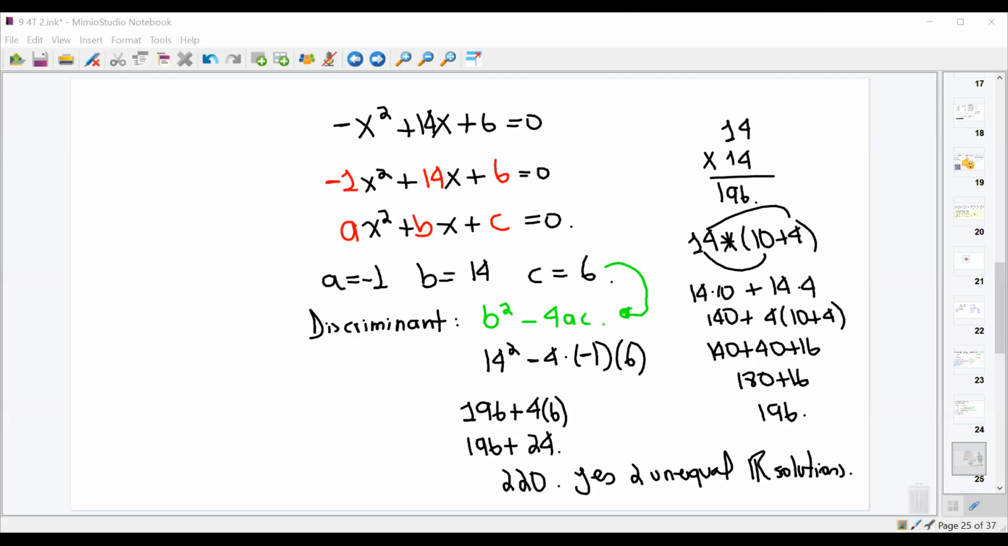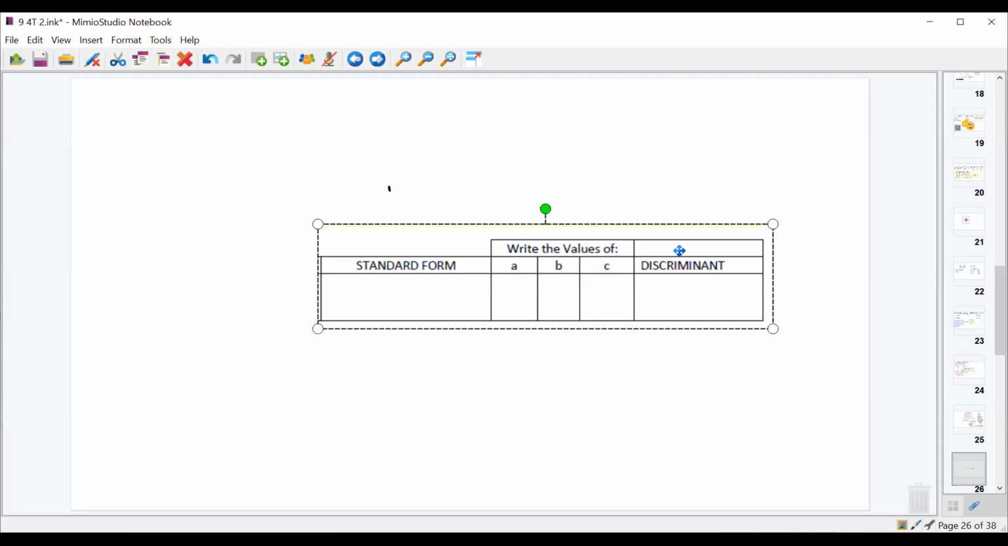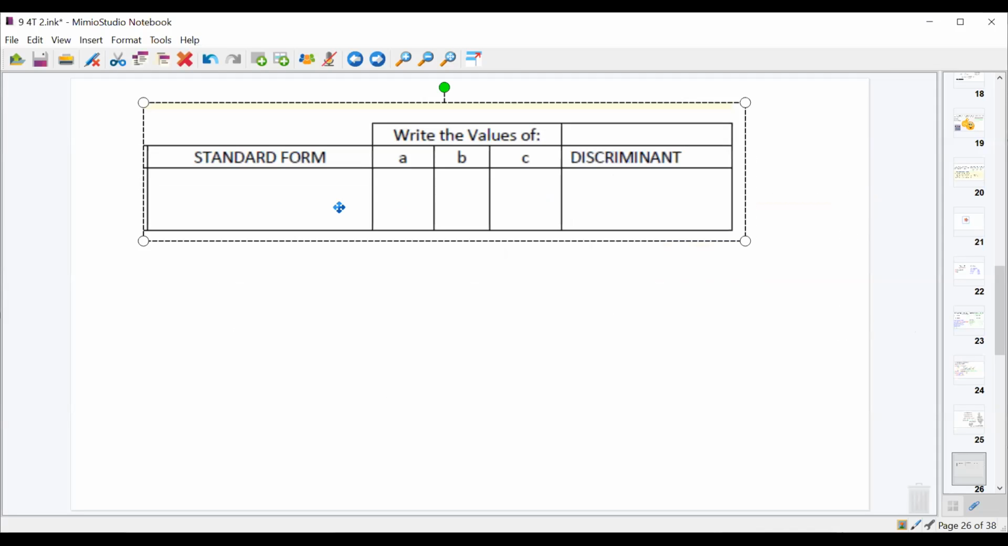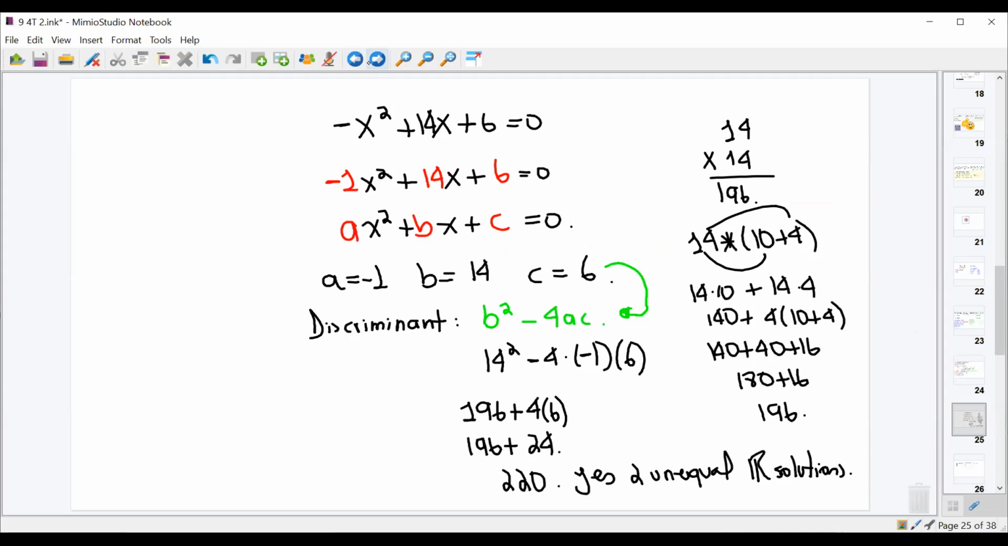Okay, Juanita. This is a chart? Yes, this is the chart from the question. Now, what is the standard form of the equation, Juanita?